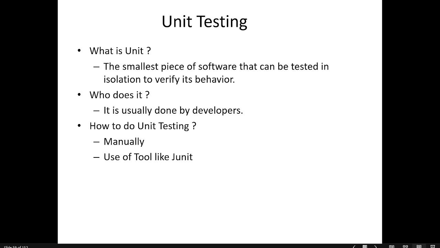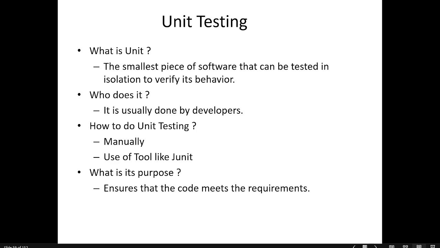Just repeating: a unit is the smallest piece of code, and unit testing means the smallest piece of code is tested in isolation to verify its behavior. It is usually done by developers, and can be done manually or with the use of tools like JUnit. Its purpose is to ensure that the code meets the requirements.